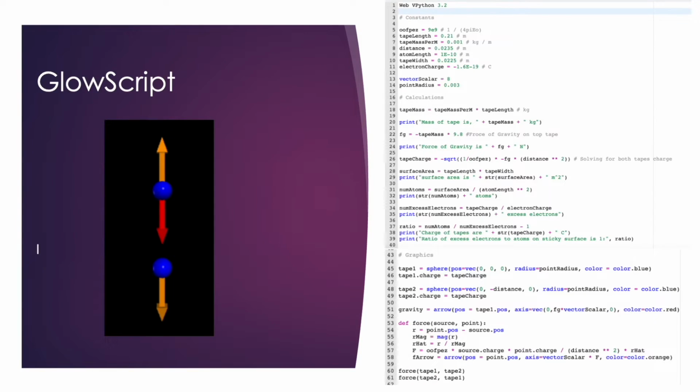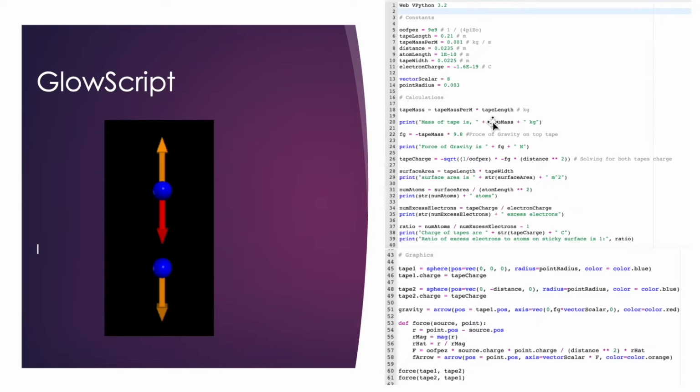We're going to be gathering our data. I put all the data into a computer program called GlowScript. In this, we were able to calculate the charge of the tape, number of electrons in each tape, and the amount of atoms and the excess electrons in the tape.